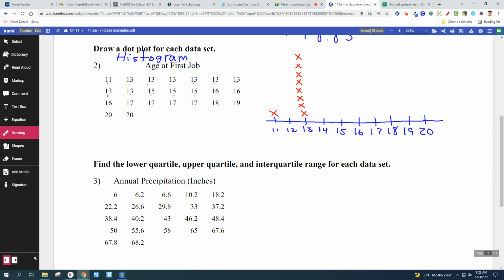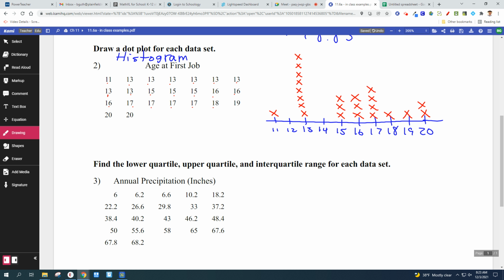1, 2, 3 15s. 1, 2, 3 16s. 1, 2, 3, 4 17s. There's 1 18. There's 1 19 and 2 20s. That's called a dot plot or a histogram. And that's just a way to visualize the numbers in this data set.